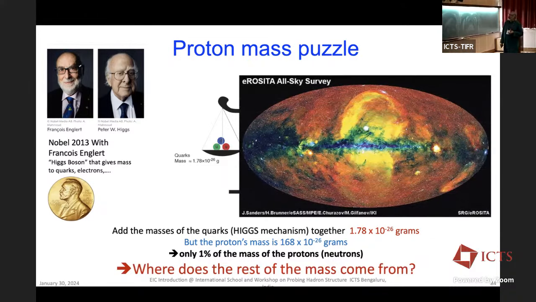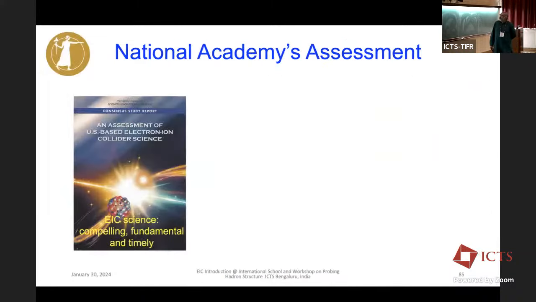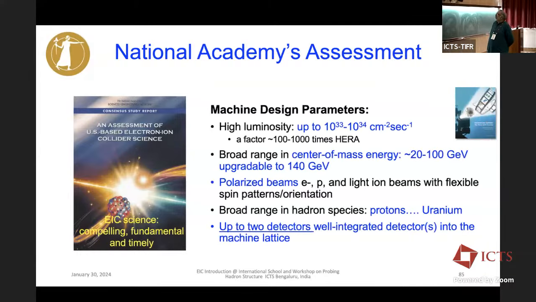All right, so this is really important. This is the visible universe as we know it. So this is not just a small problem with a proton, it's the entire thing. So we made the case to the National Science Academy for a future collider. We want a very high luminosity collider, particles passing through each other at a rate of 10 to the 33 to 34 per centimeter squared per second, which is about 100 to 1,000 times that of the HERA collider that I mentioned before. Then the center of mass energy range somewhere between 20 and 100, upgradable if needed to 100 to 140 GeV.